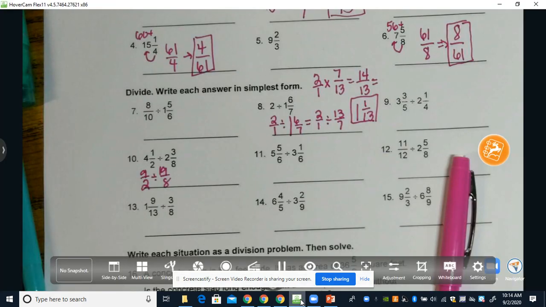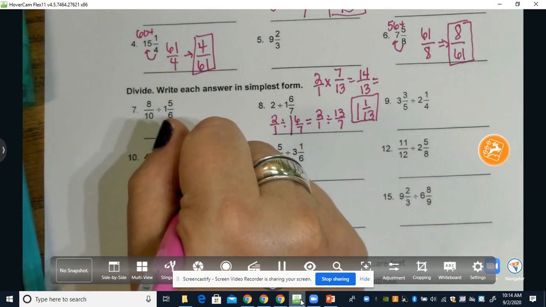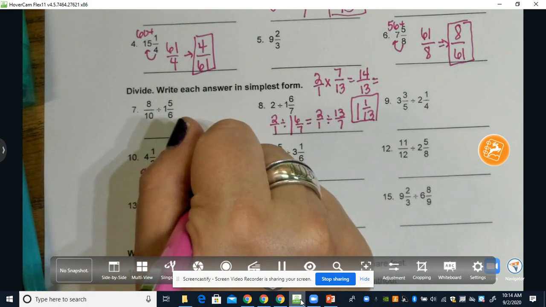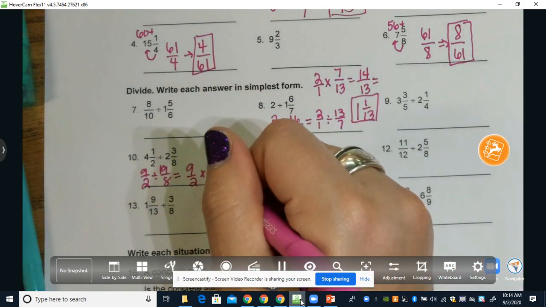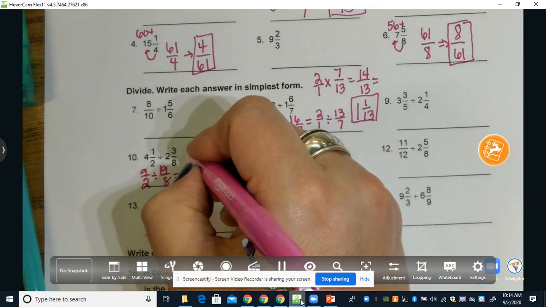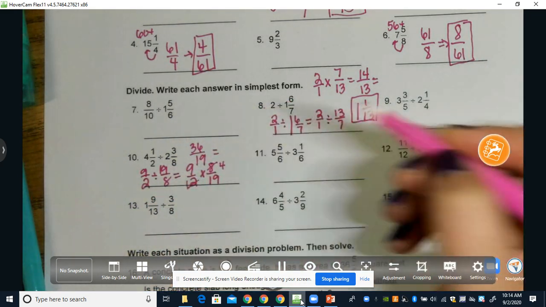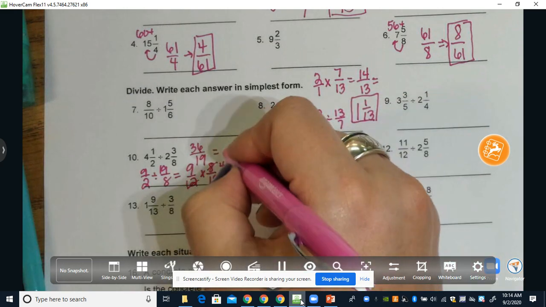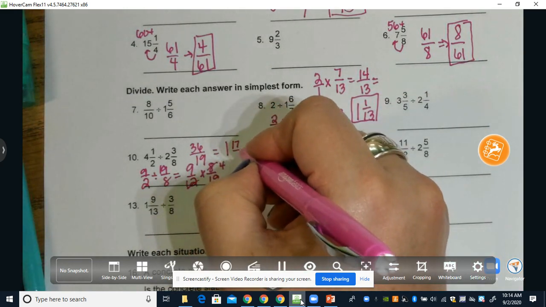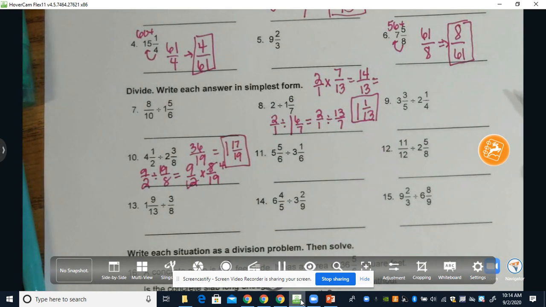Here we go. All right, so keep, change, flip. So that would be 9 over 2 times 8 over 19. Okay, 8 and 2 can be simplified into 4 and 1. 9 times 4 gives me 36. 1 times 19 gives me 19. 19 can go into 36 one time with 17 remaining. So I have 1 and 17 19ths.